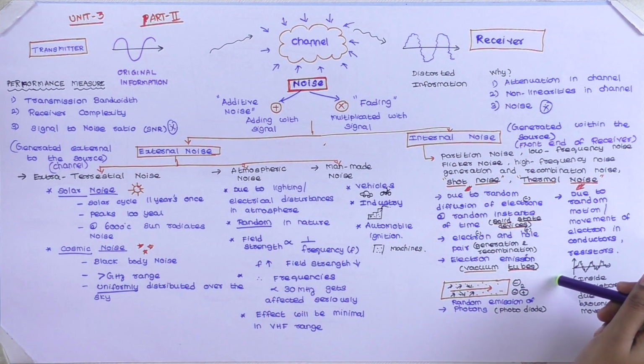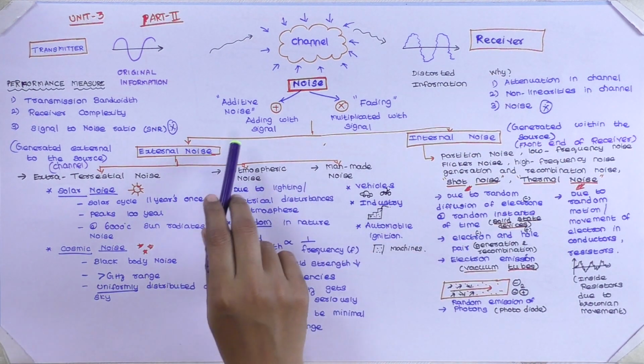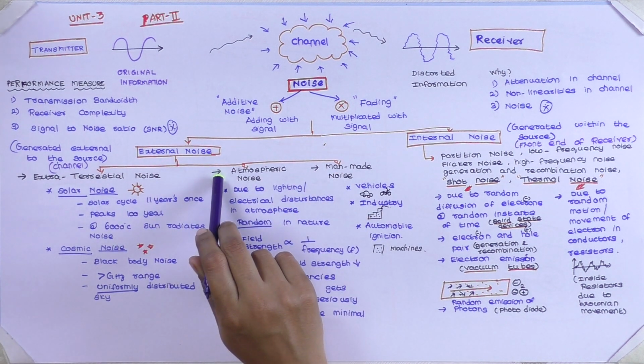So we have to study what all the types of noise are, and we have to analyze the characteristics of the noise, and then we have to design a model to nullify this effect in the receiver. So what are all the types of noise we classified?